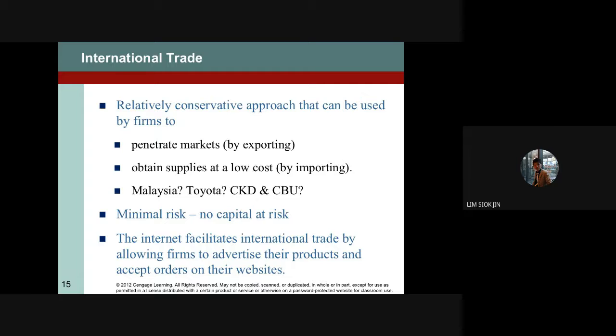You want to buy electric car, Malaysia don't have, you can import. You want to buy something, Malaysia don't have, you import. Okay, a lot lah, like a lot of Apple products, like iPhone, all these are all imported, right? So why do they do that? Because there is minimal risk. When there is order, then only you import. Okay? So recently, internet has allowed international trade to become more and more viral, more easier to do.